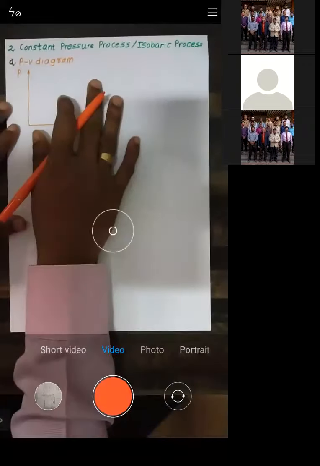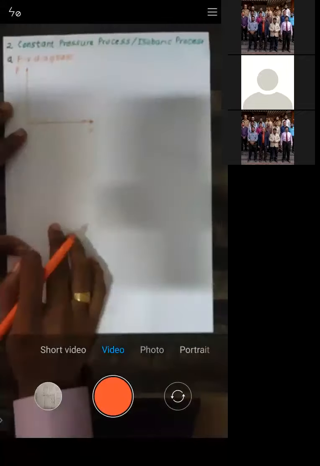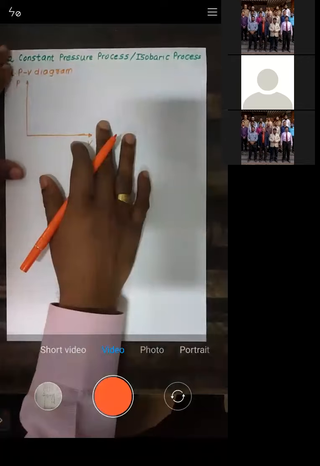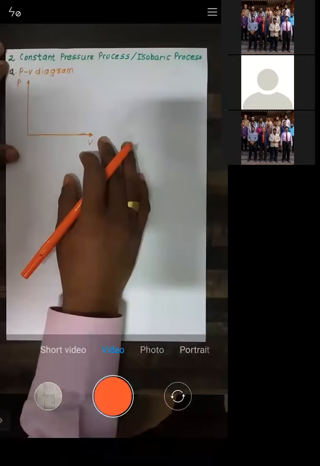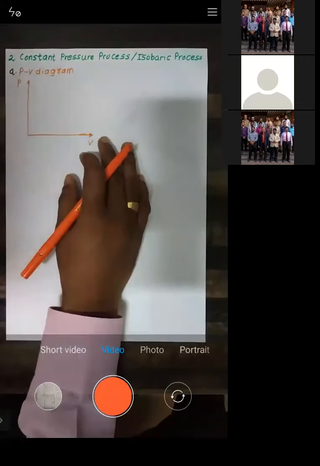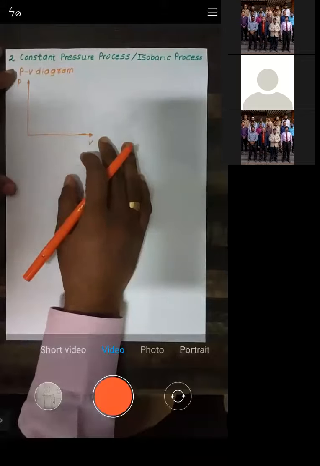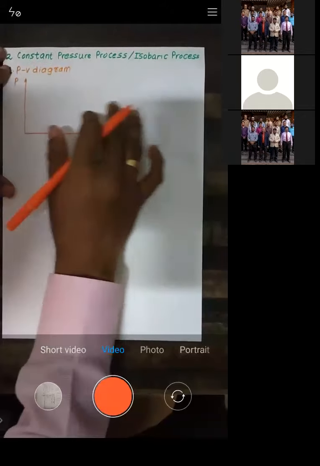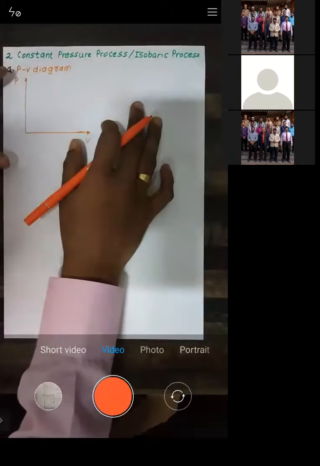When the process was constant volume, I drew it as a vertical line, right? Now the process is constant pressure. So how should I draw that? When it is constant volume, it's a vertical line. On the similar hand, if it's constant pressure, it should be a horizontal line.